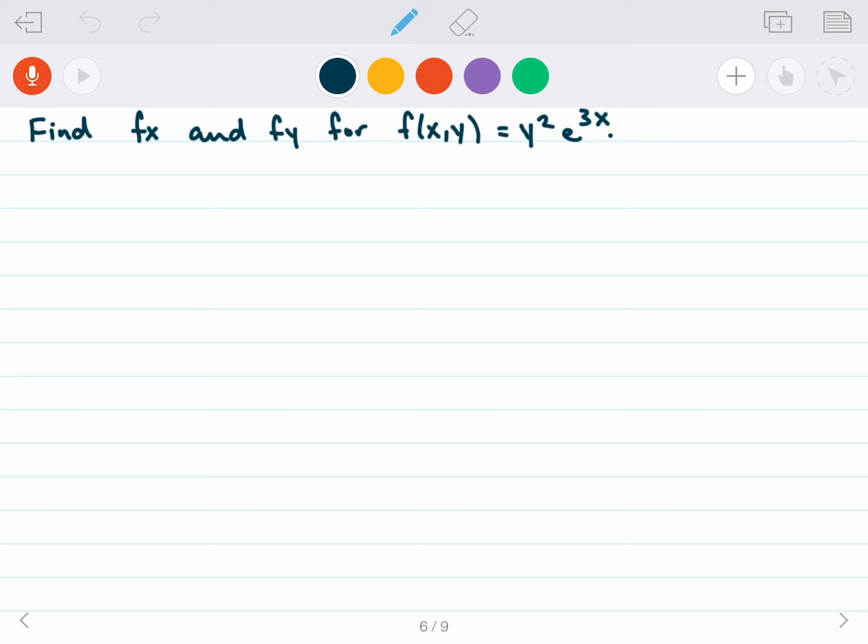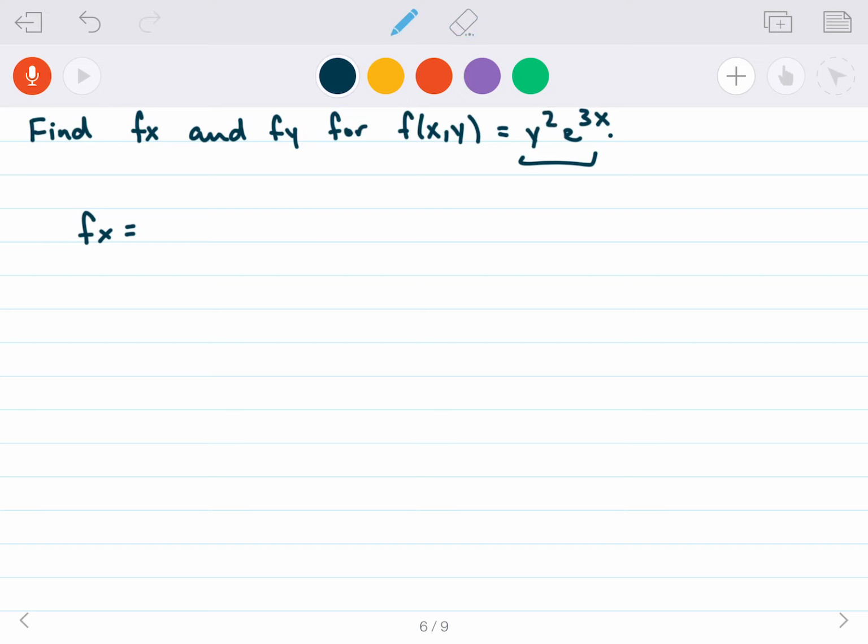Let's try another one. So, remember from Calc 1, the derivative of e to the x is just e to the x. So here, we're gonna first find the partial derivative with respect to x, and so we have to use the product rule and the chain rule, okay, because we have a product of functions and we have an outer function e to the x and an inner function 3x. Okay, so let's go ahead and not erase everything. Let's go ahead and do this.